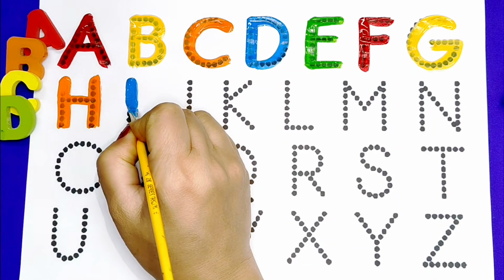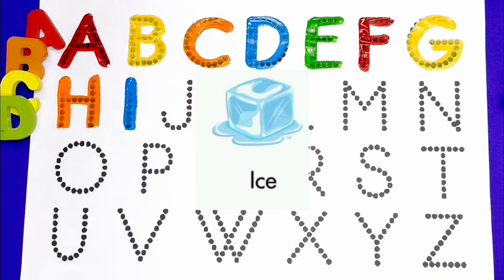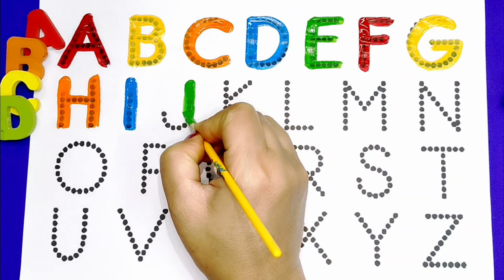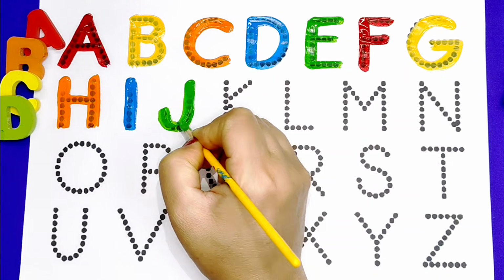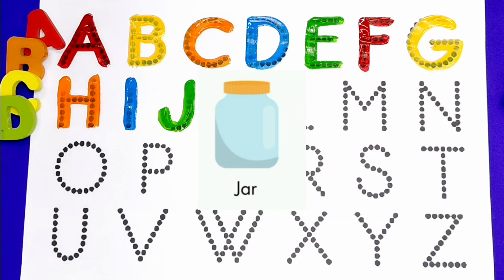Sky blue color. I. I for ice. I for ice. Light green color. J. J for jar. J for jar.